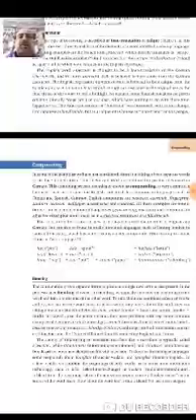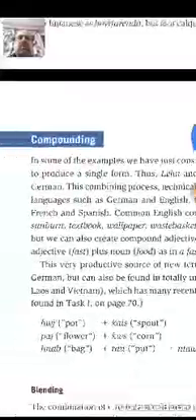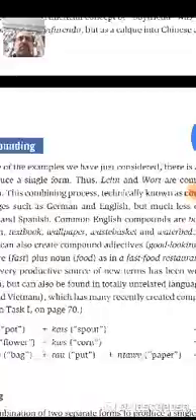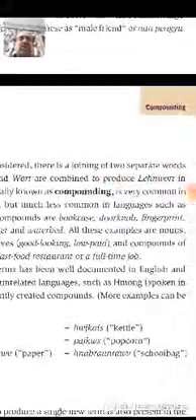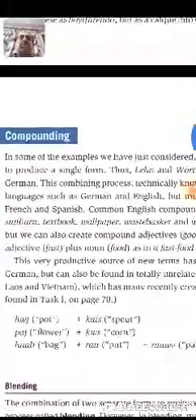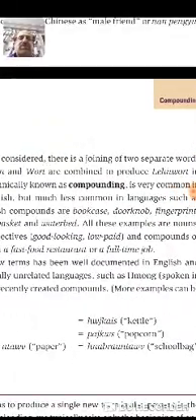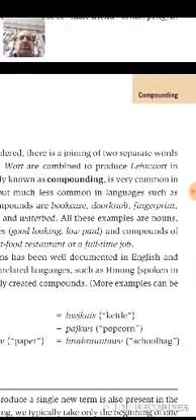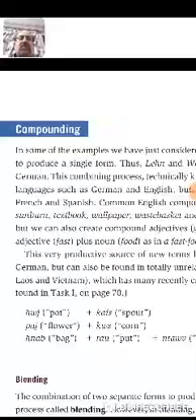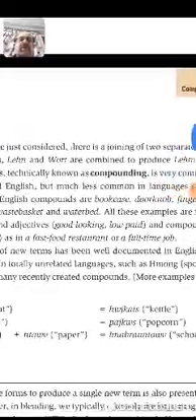What happens when we have compounding? We simply put two words together to make a bigger word. In some of the examples we have just considered, there is a joining of two separate words to produce a single form. For example, the words for 'learn' and 'word' are combined, these are not English words, to produce 'learned words' in German. This combination process is technically known as compounding.